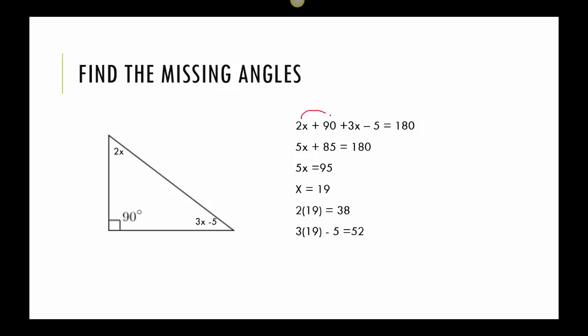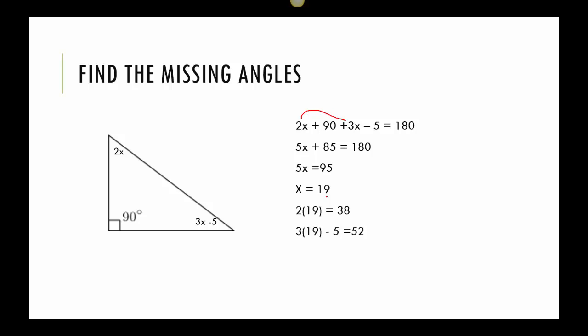So you can see here I combined 2x with 3x to give me 5x. I did 90 minus 5 is 85. I subtracted the 85 from 180. Okay, so now I'm down to this point that says 5x equals 95, so x is 19. Again, just throw it in my calculator.